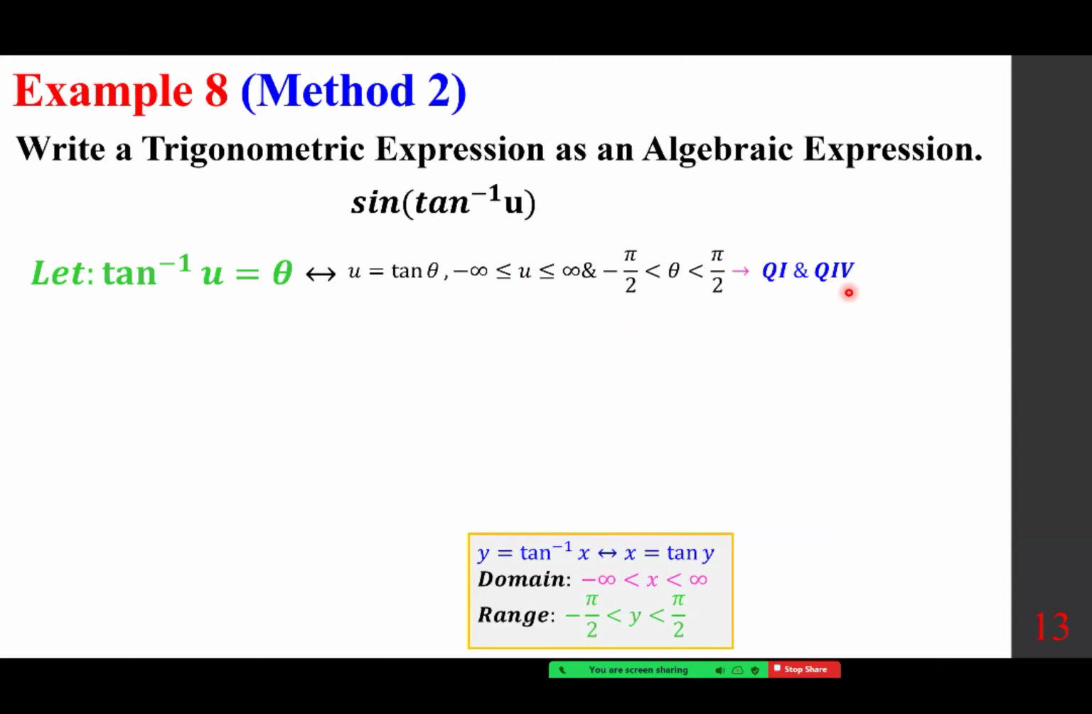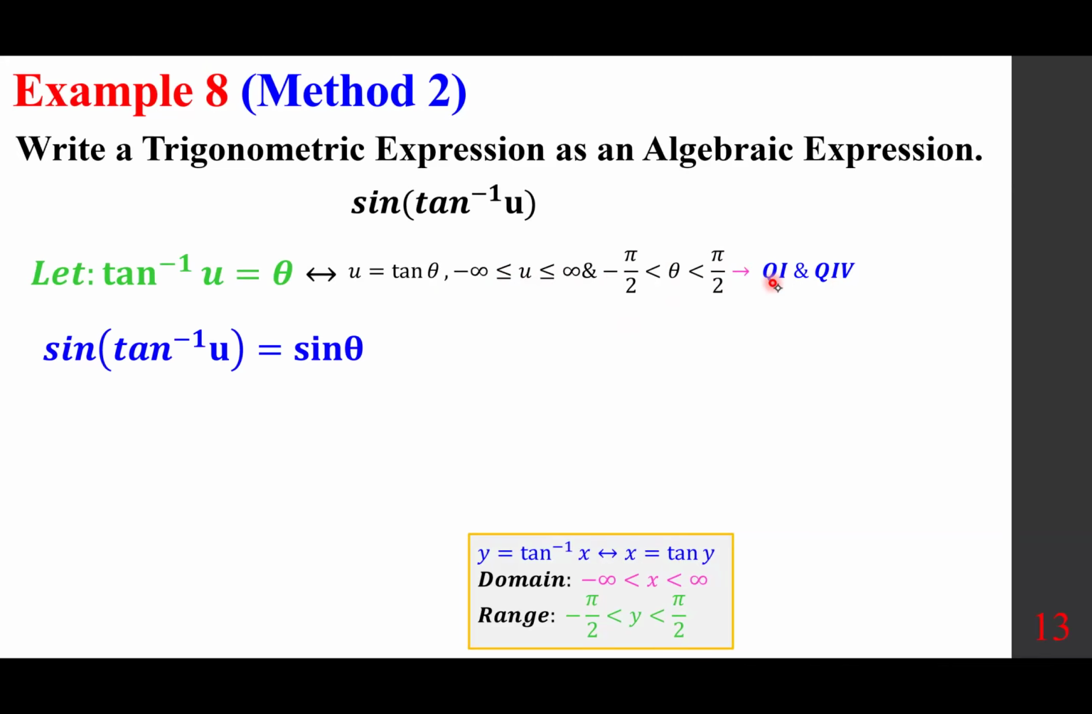In quadrant 4, both of them negative. In quadrant 1, both of them positive. I mean sine and cosine. So you're looking for sine of theta. So here's an interesting methodology, somewhat different.